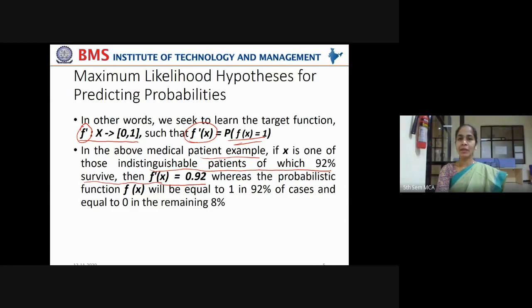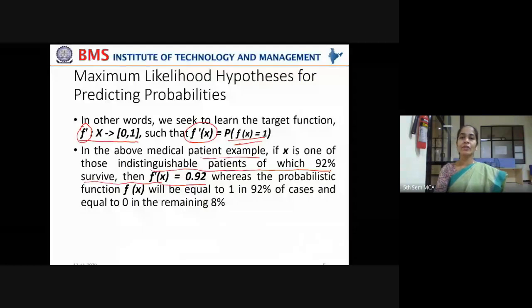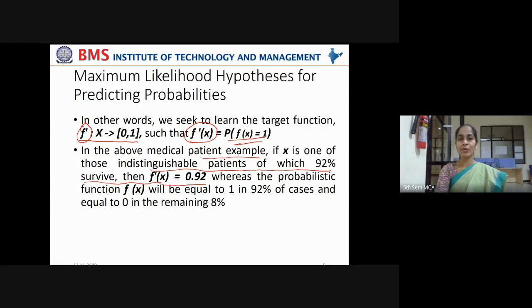So in the given medical patient example, if x is one of those indistinguishable patients, meaning all are having the same symptoms, so the patients are indistinguishable, in that case 92% survive. From the experiment, we got that 92% of patients survive with those symptoms. Then what is f dash of x? It is 0.92. Probability lies between 0 and 1. That is why the percentage is converted to decimal points. So it is 0.92.